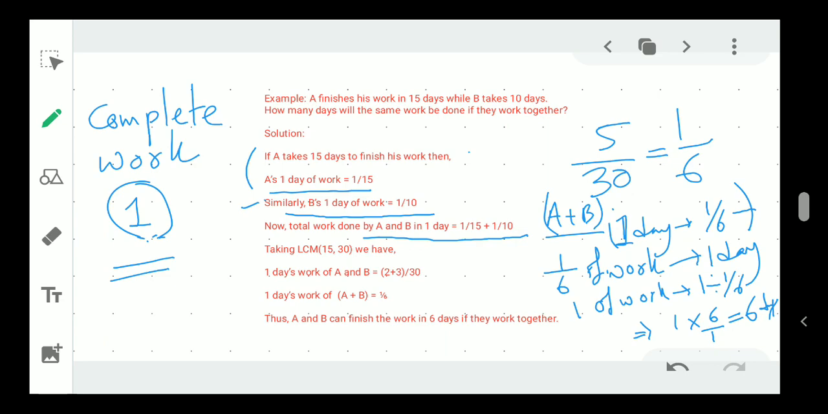Then they have taken out how much is the work for B in 1 day. Then they have added them so that they can find out how much they both will do in 1 day. So if you know how much both will do in 1 day, you can find out how much time they need to complete the work.